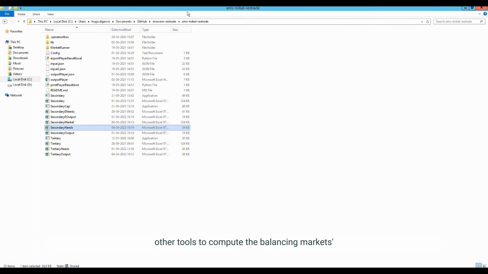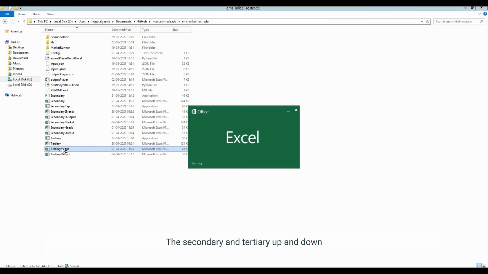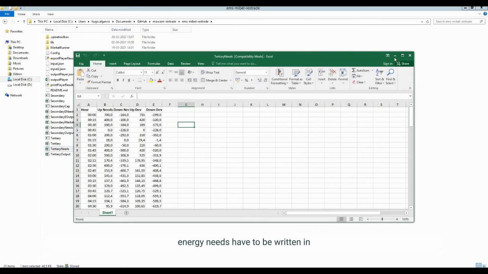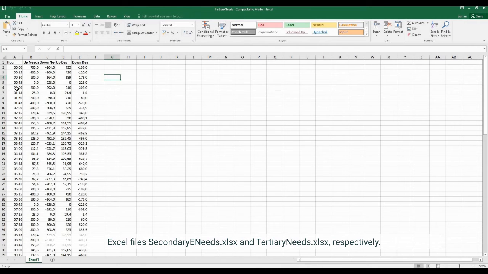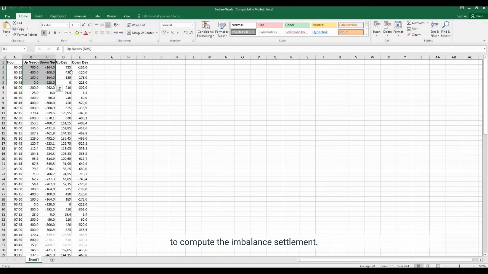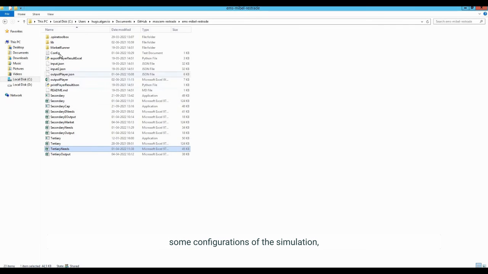Users have to use other tools to compute the balancing market's needs and the agent's deviations. The secondary and tertiary up and down energy needs have to be written in Excel files secondary needs and tertiary needs, respectively. Furthermore, the total up and down imbalances also have to be written in the file tertiary needs to compute the imbalance settlement.